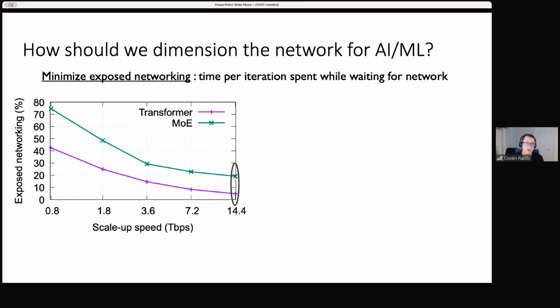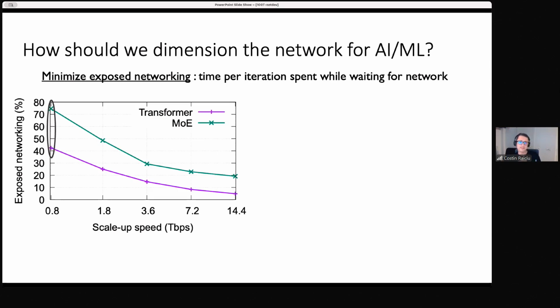Now, if you put less scale-up bandwidth, like 3.6, all of a sudden networking becomes more and more exposed because there's a lot of stuff happening within a node. And then, obviously, if you don't have any scale-up, you just rely on the scale-out network, then you're looking at spending between 50 to 80% of your time waiting for the network. Obviously, this is not something that you want to do or feasible.